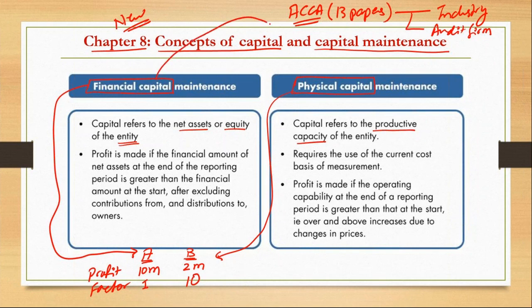If you prefer financial capital, you will go to the industry because you are going to earn more over there. But if you want to increase your capabilities, your expertise, your productive capacity, you are going to go to the audit firm. So different types of shareholders, different types of investors give preference to different types of capital. There are some investors who prefer financial capital, and there are some investors who prefer physical capital. So have we understood the difference between both of the capital?